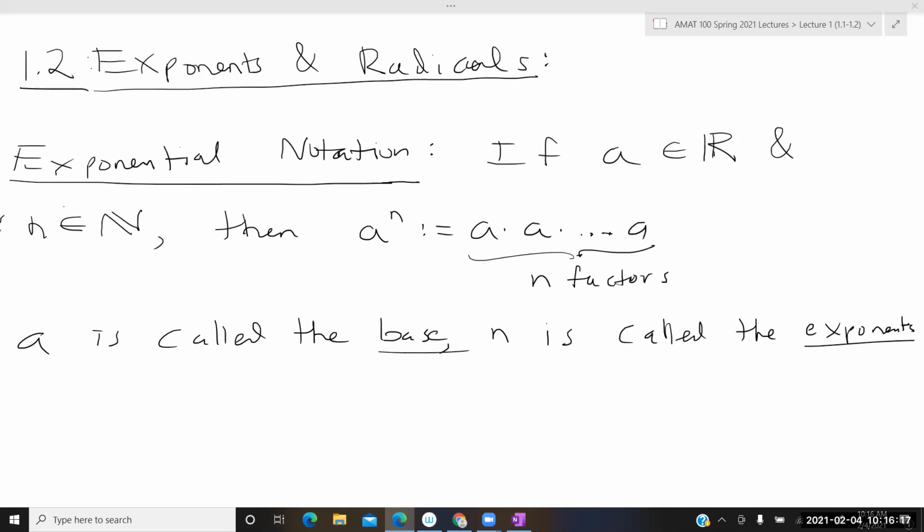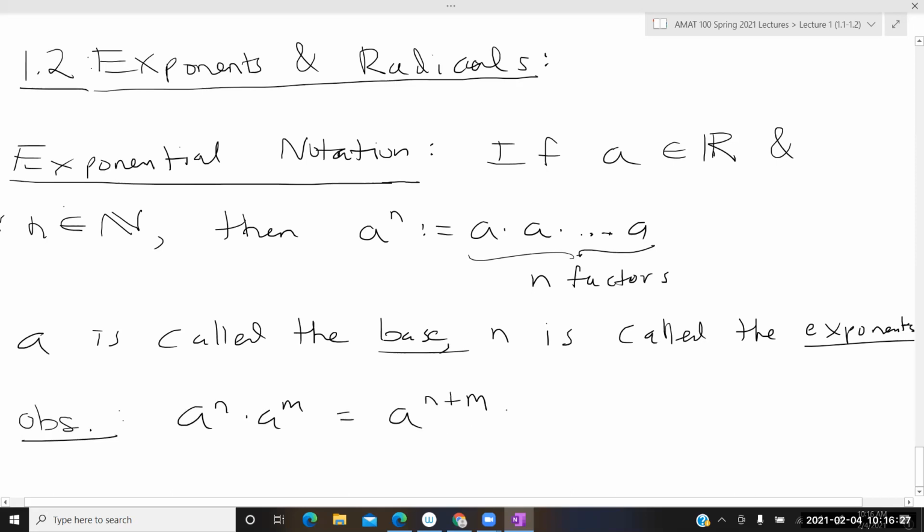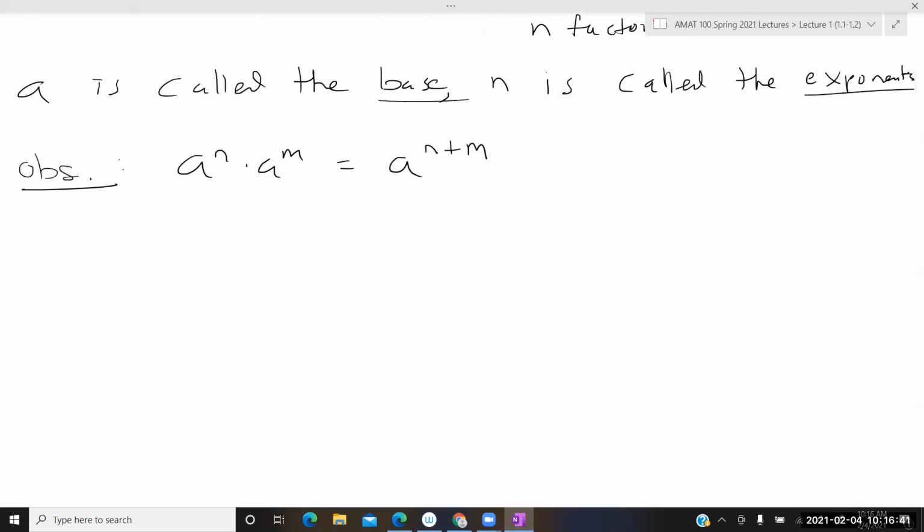And then just an easy observation: a to the n times a to the m is the same as a to the n plus m. Sorry, I'm working with two monitors here, so it's a little confusing.